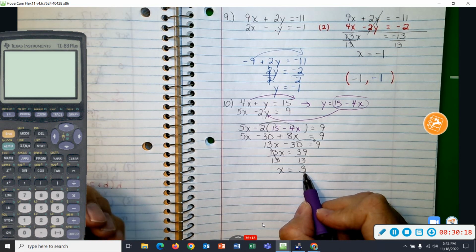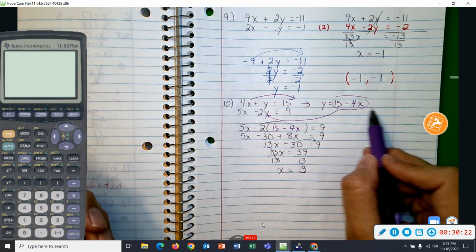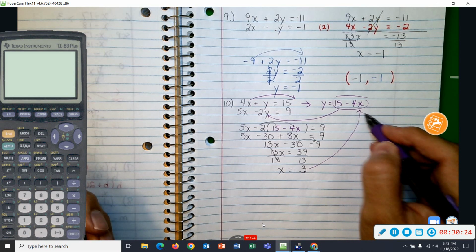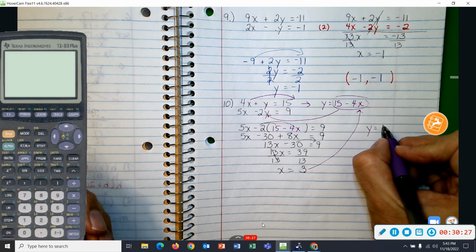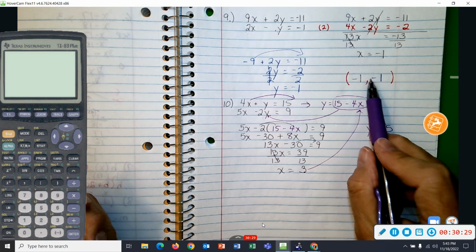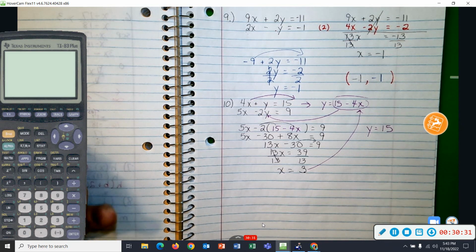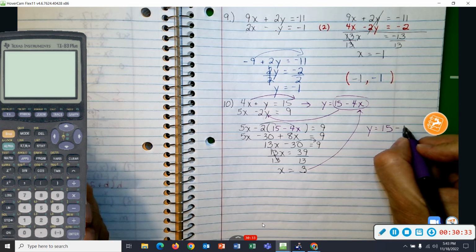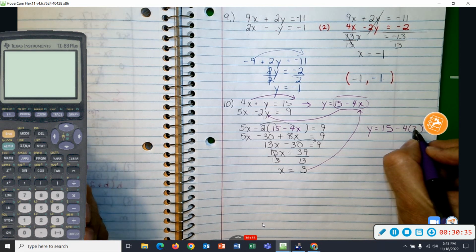Plug this number in for x to find y. Probably the easiest to plug it in right here. And if I'd been trying to find problems that wound up with the same answers for x and y, I wouldn't have been able to. But here's one.